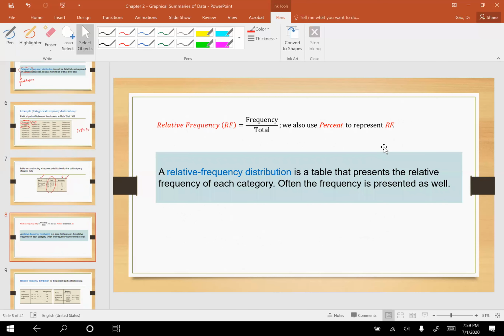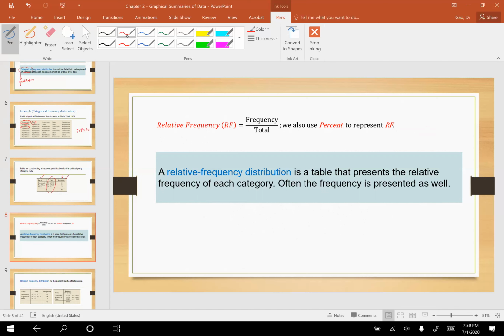Now let's look at relative frequency. When we have the frequency column, we can further look at something defined as relative frequency. It is actually a pretty straightforward concept.